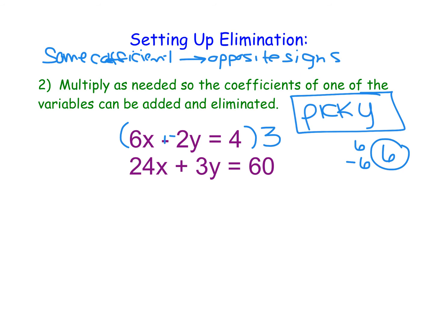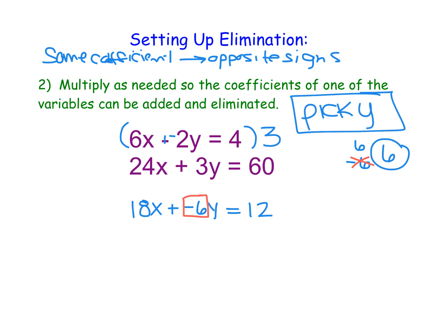Now, what I notice when I multiply this all the way through by 3 is I get 6x times 3 is 18x. Then 3 times a negative 2 is a negative 6y, is equal to 4 times 3, which is 12. So I can now see that my coefficient of y here is a negative 6. So I've taken care of that one.